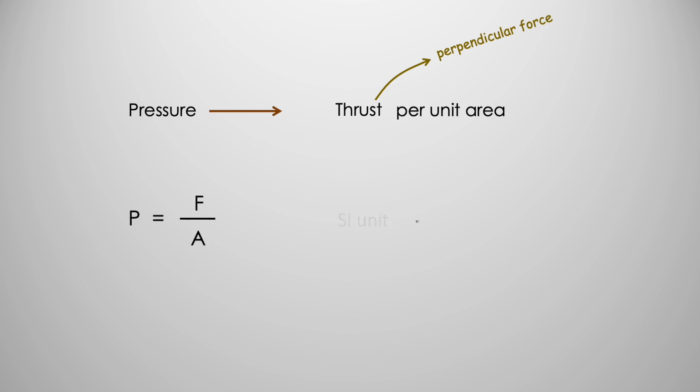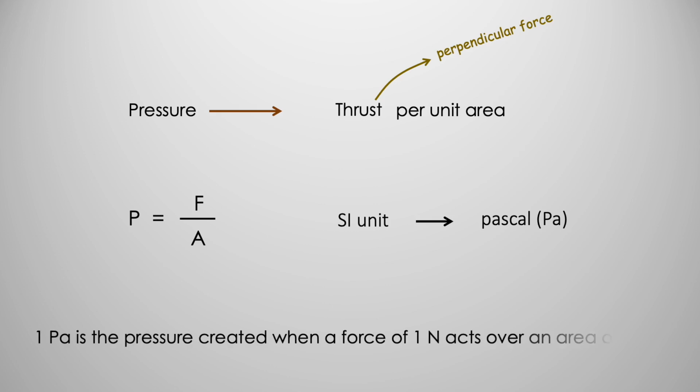The SI unit of pressure is Pascal, and 1 Pascal is defined as the pressure created when a perpendicular force of 1 Newton acts over an area of 1 meter square. In general, we can determine the pressure exerted by any substance using the formula P equals F upon A, whether the substance is a solid, a liquid, or even a gas.